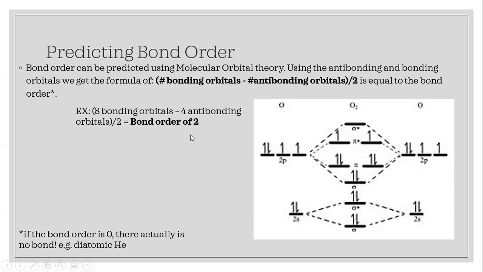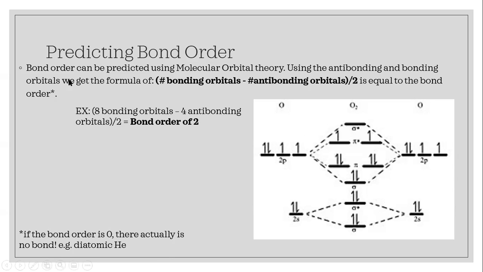That's another one I think is fairly simple, and just a little bit of practice, and that should be something fairly easy to do. Just a note, I put this little asterisk here. If the bond order is 0, then there's actually no bond.